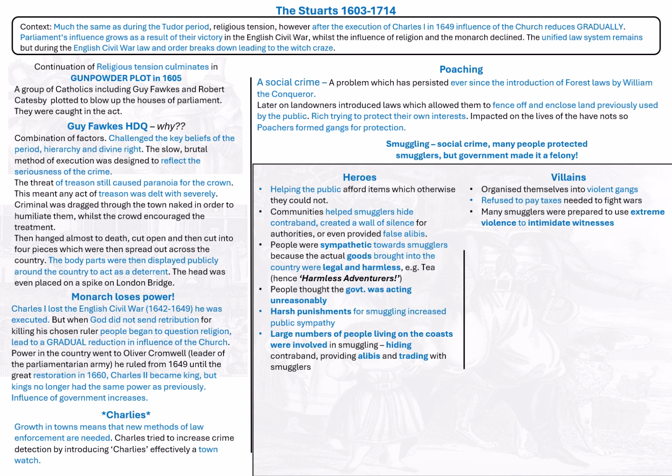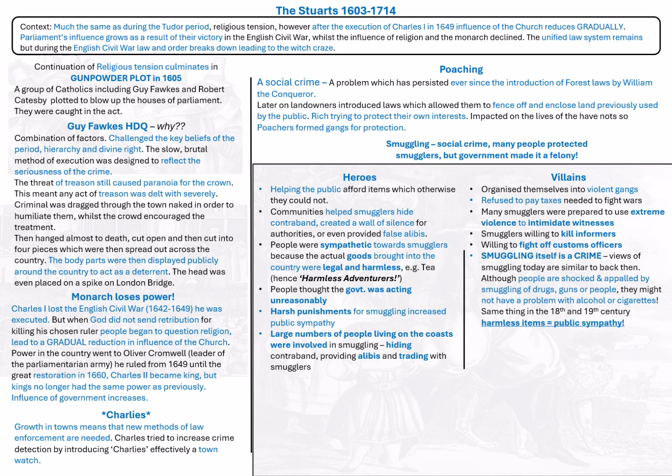Many smugglers were also prepared to use extreme violence in order to intimidate witnesses. So when authorities tried to investigate smuggling, either people saw smugglers as heroes and therefore were unwilling to talk to them, or they saw them as villains but were too intimidated to speak to authorities anyway. This is shown by the fact that smugglers were willing to kill informers. They're also willing to fight off customs officers, fight to the death, as I've discussed earlier. And the simple fact is, smuggling itself is a crime.